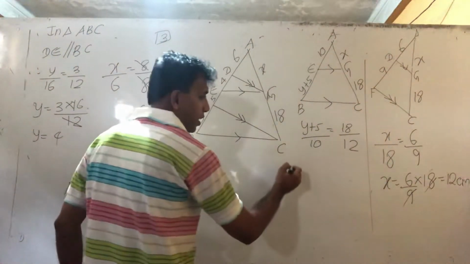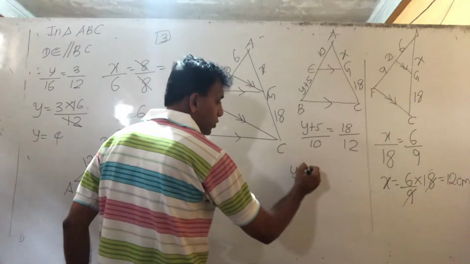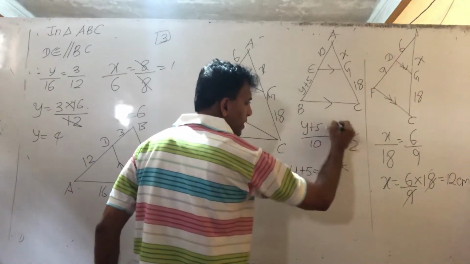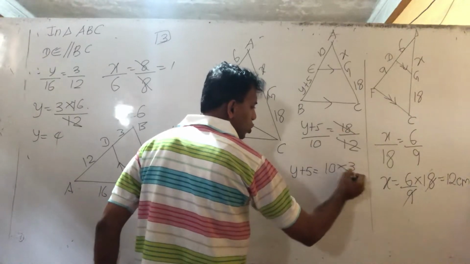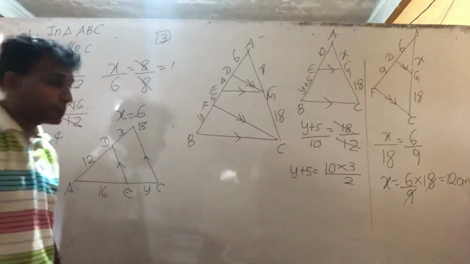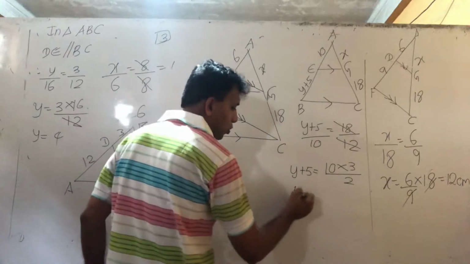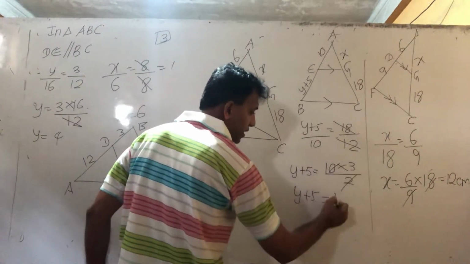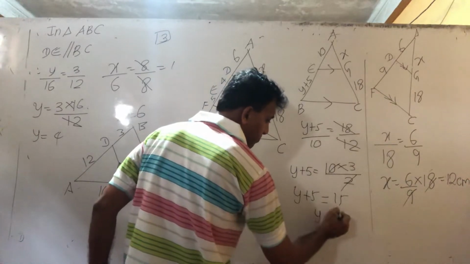So y plus 5 equals what? Cross multiply, 10 into, better cut by 6 also, 3 over 2. Okay. So y plus 5 equals, cut the 2 here, 5 then 15. So no doubt y is 10.